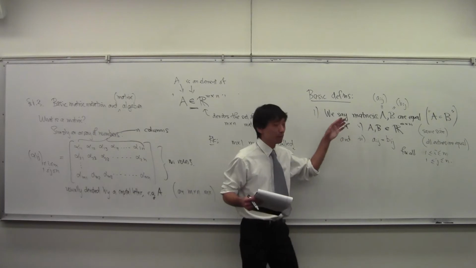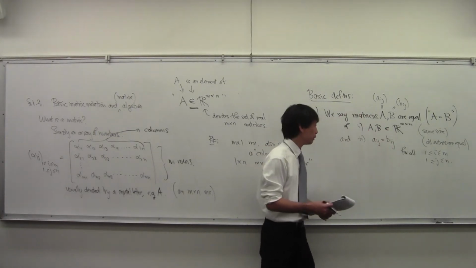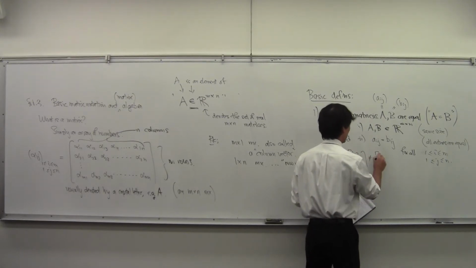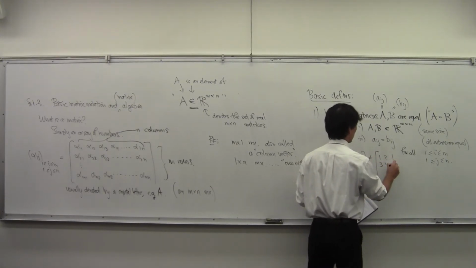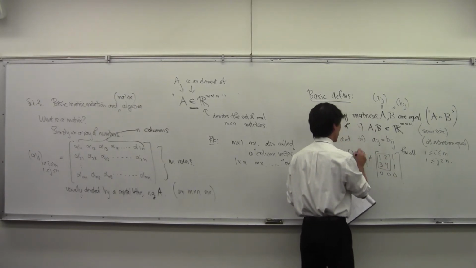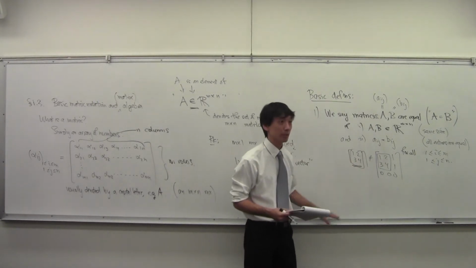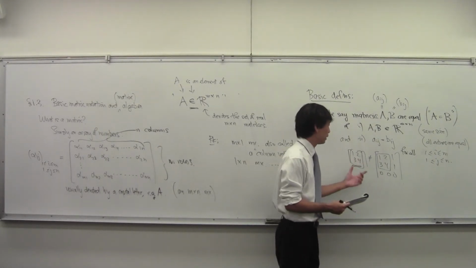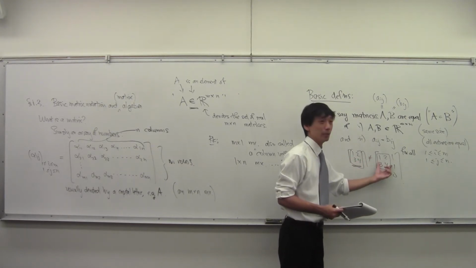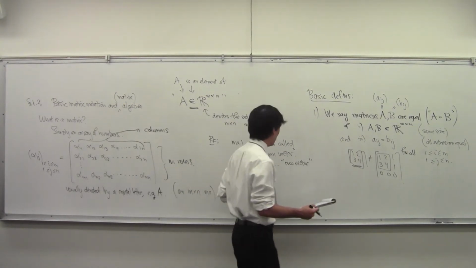Right, matrices are equal if they have the same size and all their entries are equal. So we don't say, for example, that this 1, 2, 3, 4 is equal to that one, even though the corresponding entries are equal, because they're not the same size. So they're not equal to each other.